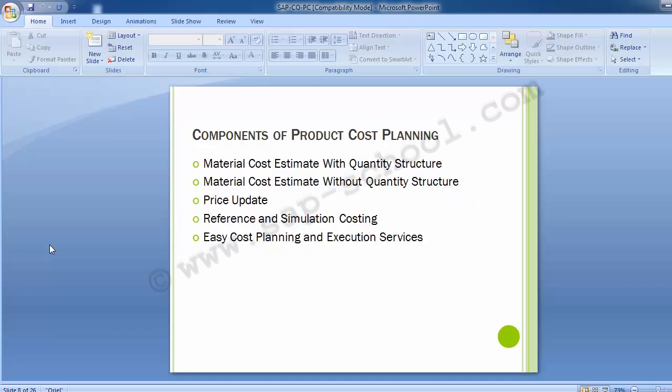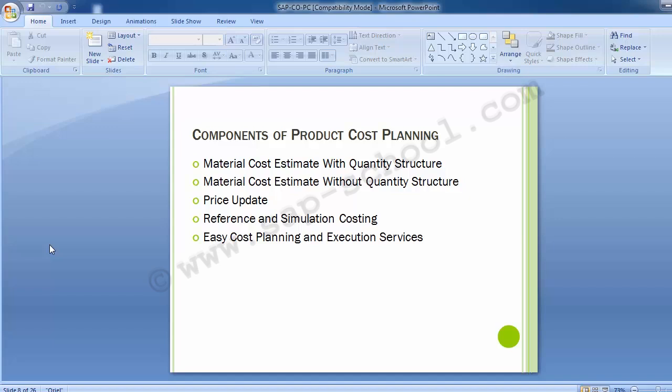So as on the screen, there are different components of product cost planning. One is material cost estimate with quantity structure, material cost estimate without quantity structure, price update, reference and simulation costing, easy costing planning and execution services. These are the different components through which the product cost planning is done. You can plan the material cost estimate with the quantity, as if you know the quantity of the material to be produced.